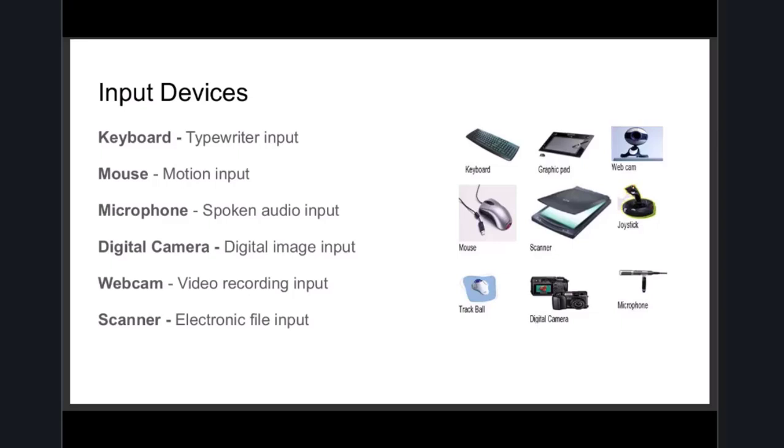Another type of input device is a microphone. Microphone is an input device for spoken audio input. We also have webcams. Webcams are a hardware device that allows us to use input in the form of video recordings. Other input devices you may see are digital cameras, which allow for digital image input, as well as scanners, which allow us to create electronic files from different documents that we put on the scanner bed.